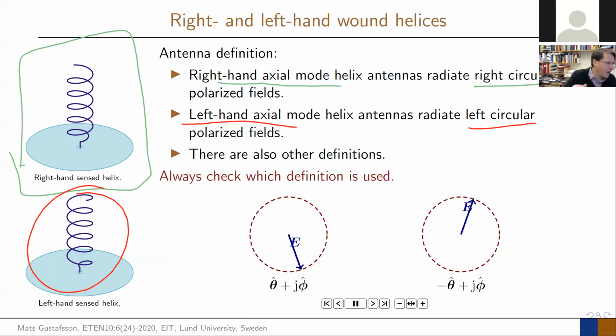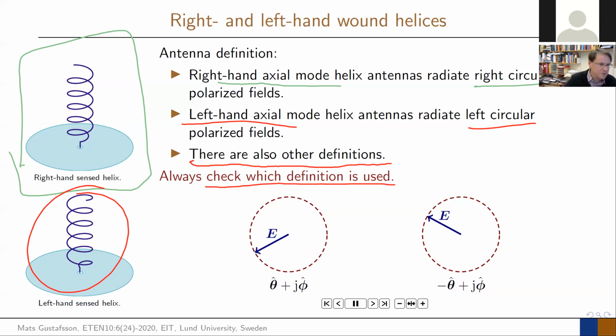So it's really defined back to the geometry. And the reason for this is that it's easy to sit in this and say, okay, this goes right and this goes left, but then you can actually change a lot of things and it goes in the opposite direction. And what that means is that there are also other definitions. So if you ever meet somebody who says you need a right circular, you need a left circular, you need to be extremely careful to check what definition they used.